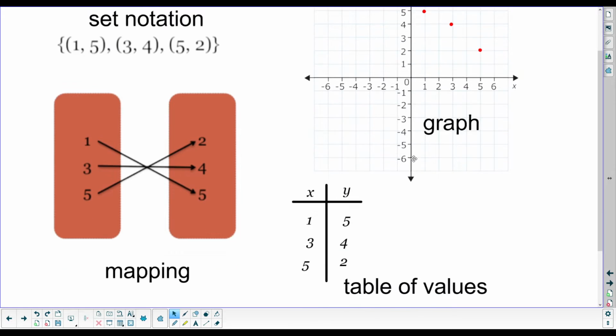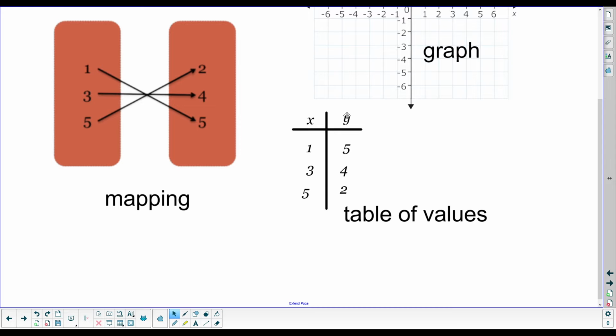So there's a graph. And then the last way we have here is with a table of values. It's not the last way, it's another way. Right? So a table of values. And so a table of values, we just list out the points.